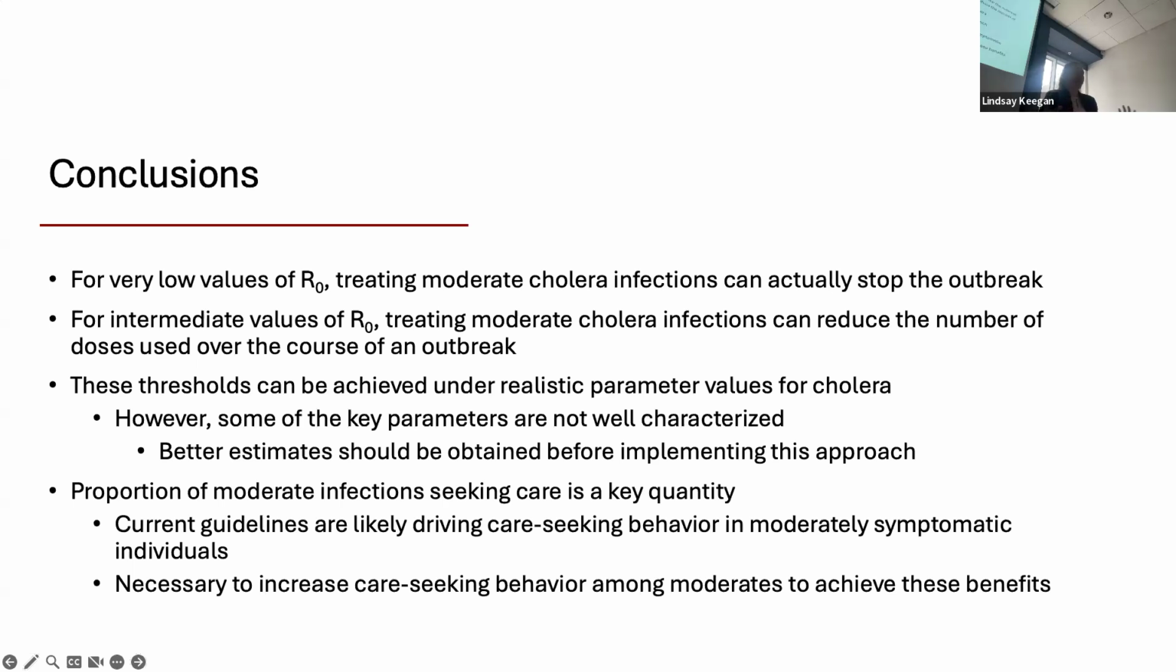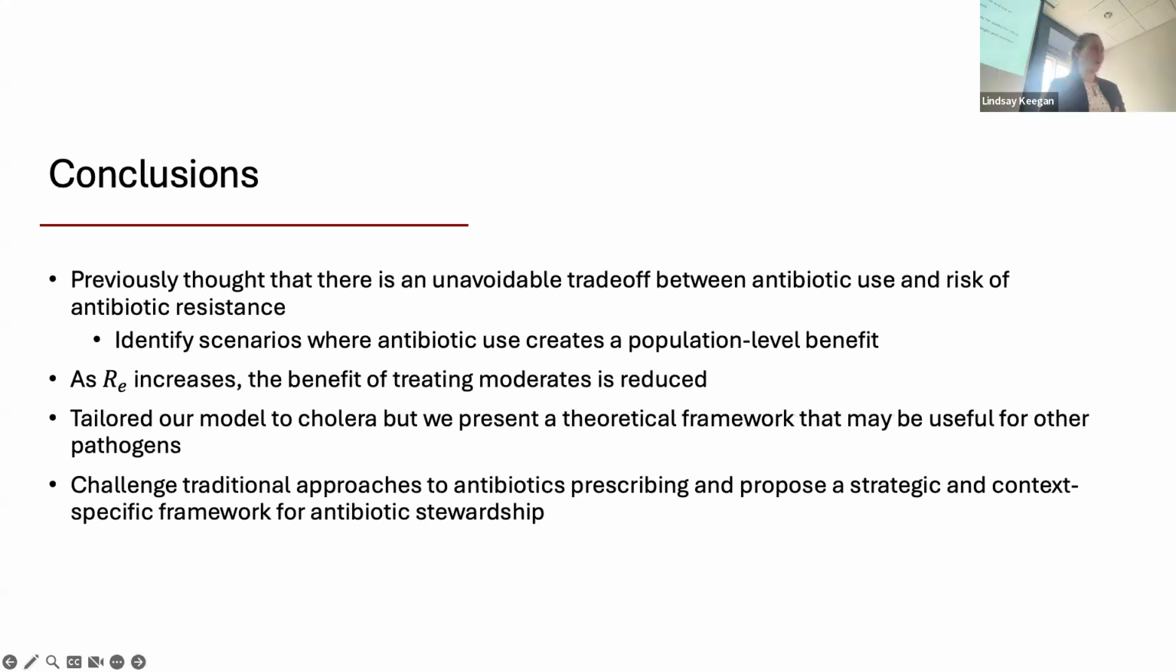And we also think that probably current treatment guidelines are likely driving this, right? Like if you know that you're not going to get treatment, you might not present to care. And so it's necessary to increase care-seeking behavior to achieve these benefits. But previously it's sort of been said that there's this unavoidable trade-off between antibiotic use and the risk of resistance. And here we're showing some scenarios where antibiotic use actually creates this population level benefit.